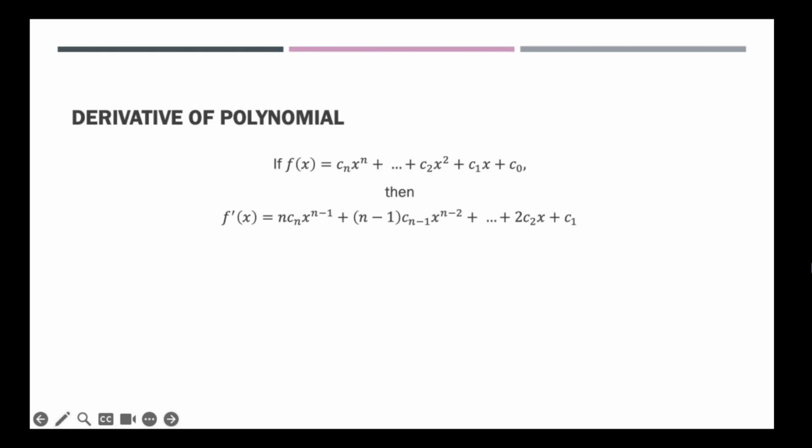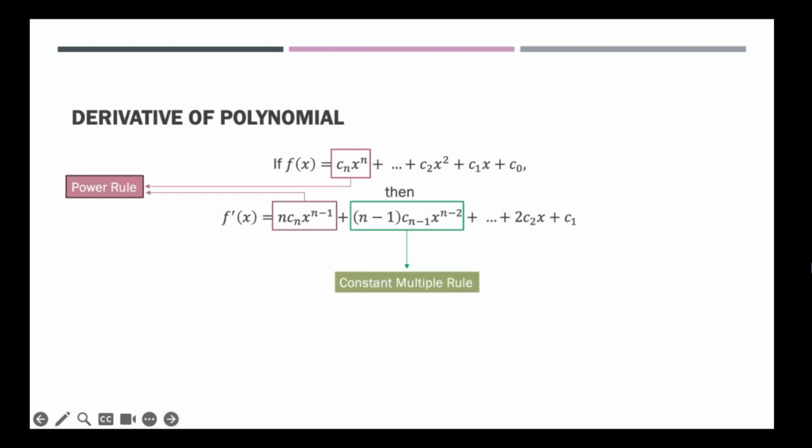So from the previous example, the derivative of the polynomial looks like this. It can be found by using all the rules that I mentioned before: use the power rule to find the derivative of powers, use the constant multiple rule, and also use the sum rule as well.